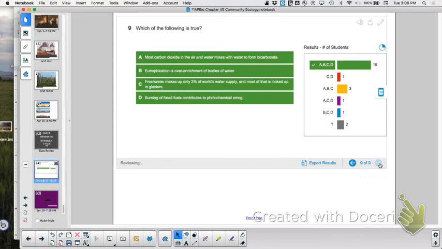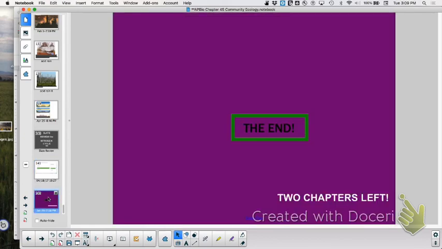Almost good job. We weren't sure about A and B. Most carbon dioxide in the air mixes with water to form bicarbonate. Yep. And then what was the other one? B. Eutrophication is over enrichment. Yeah, that's what we saw there. And that's it. The end. 2 chapters left. Good job.